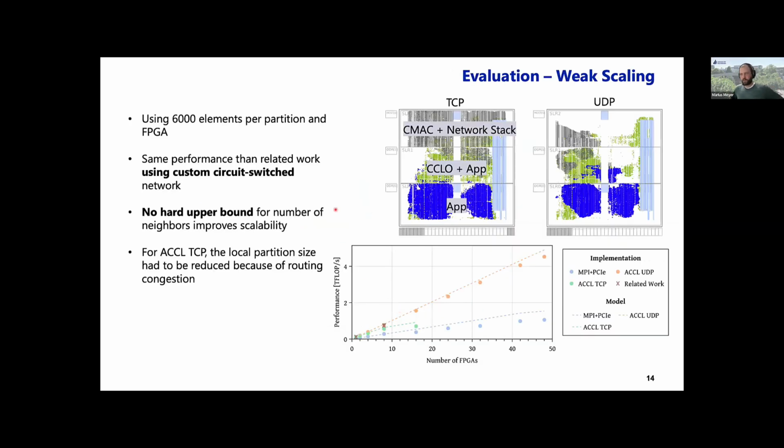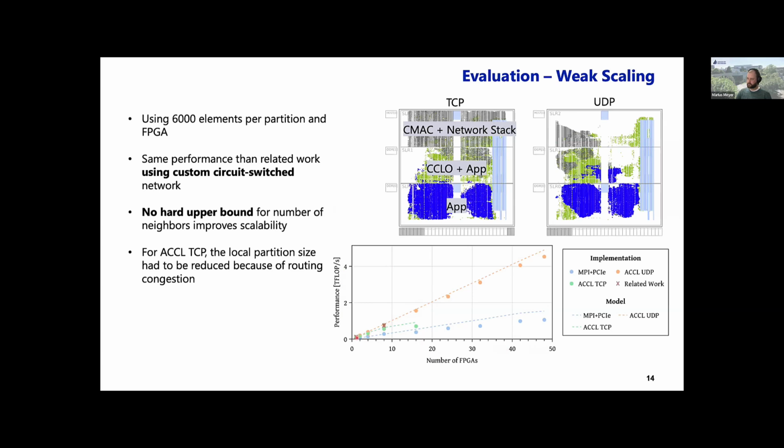With this setup, we did two experiments. First of all, the weak scaling experiment, where we used partition sizes of 6,000 elements per FPGA. The performance results you can see here. On the x-axis, we have the number of FPGAs that we use, and on the y-axis, we have the overall performance of our simulation in teraflops.